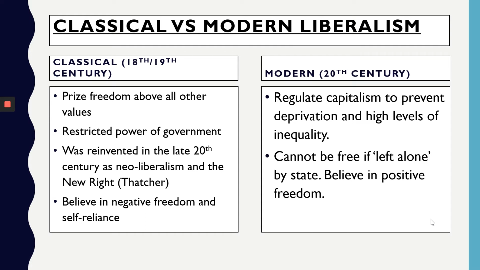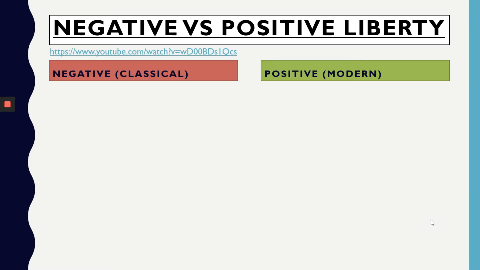They think that you can't be free if you're left entirely alone to your own devices and to make your own decisions. And that's because people tend to make choices, regarding their health in particular, that aren't necessarily in their best interest. So they believe in positive freedom, whereby the state enables us to be free. It makes some decisions on our behalf to try and ensure maximum freedom.